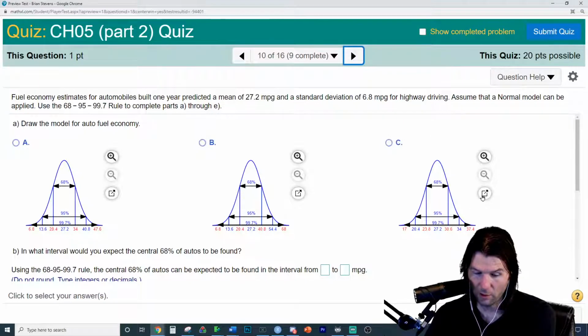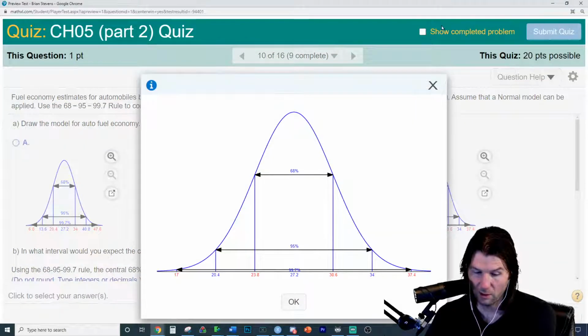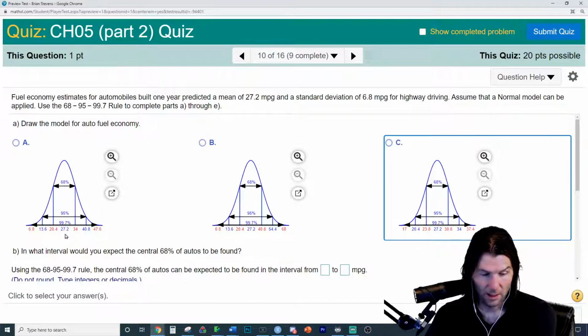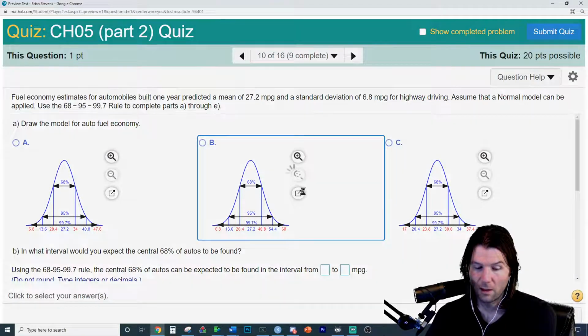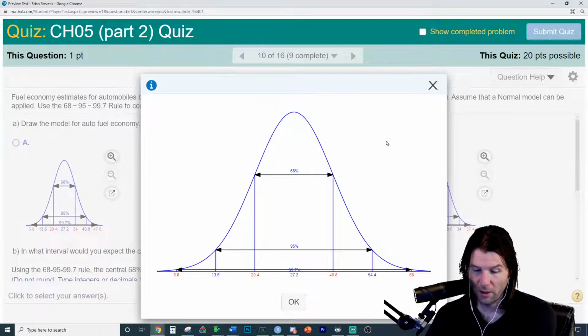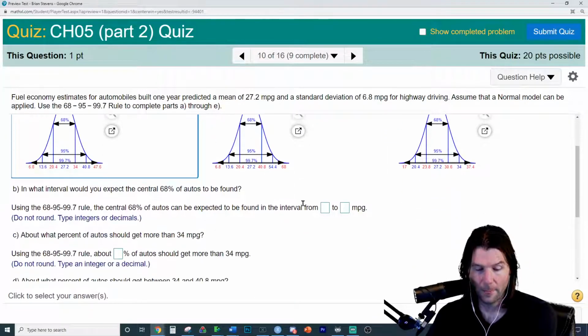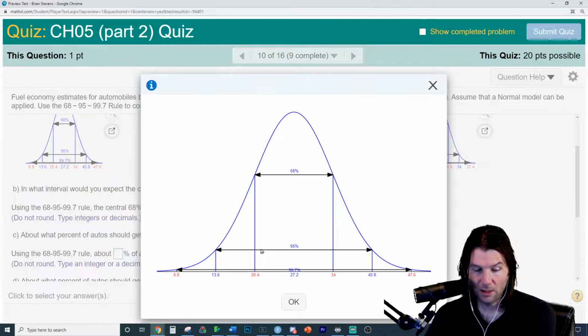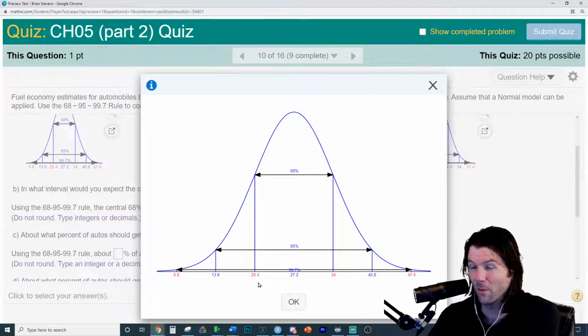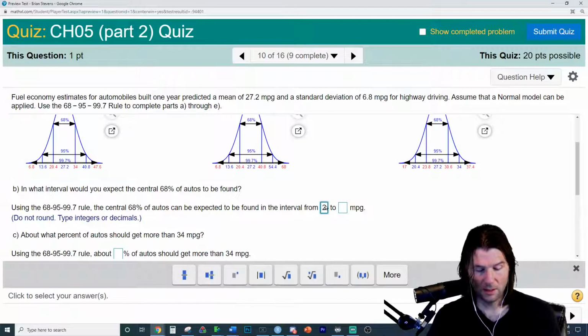This one has too small of a standard deviation. That's too small. And this one's too big. This one goes up by more than 6.8. So that means this is the one right here. This is the correct graphic. So for the middle 68%, we just need to take the numbers right here of 20.4 and 34. So that's the middle 68%.